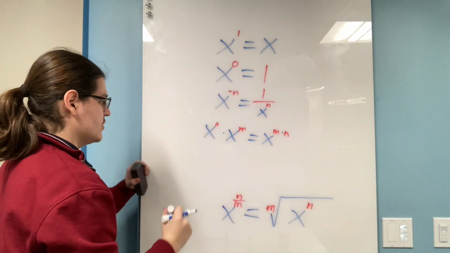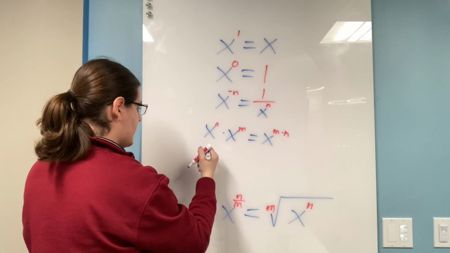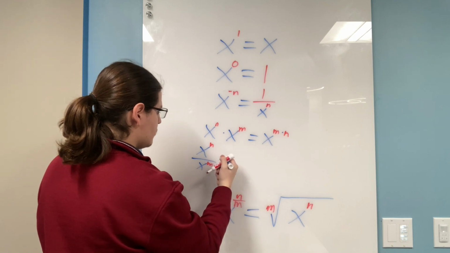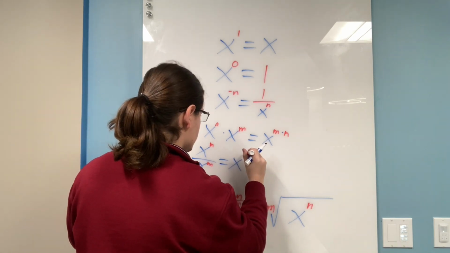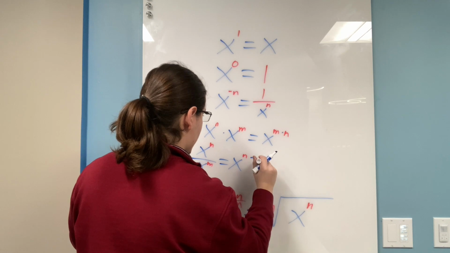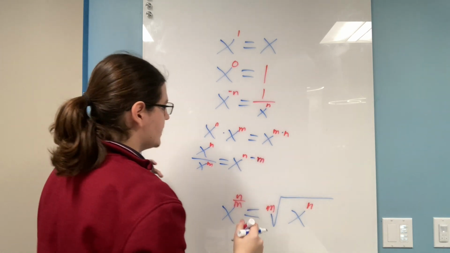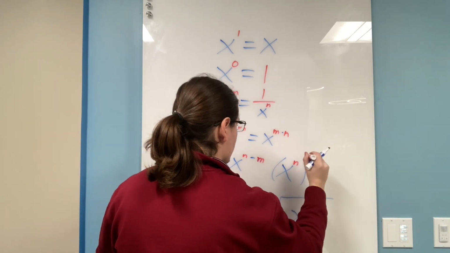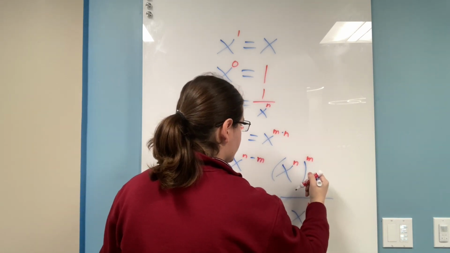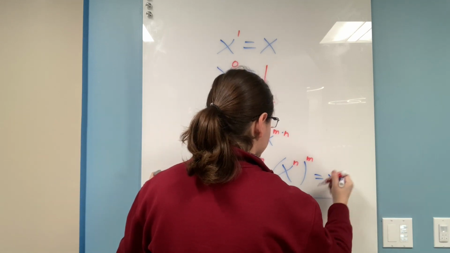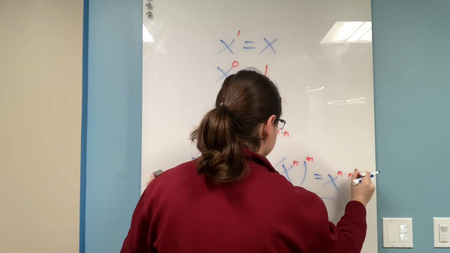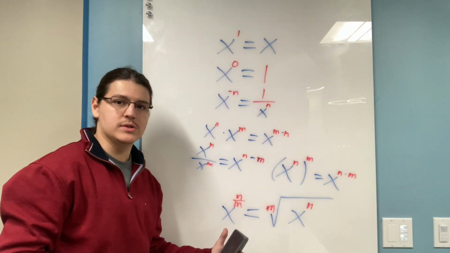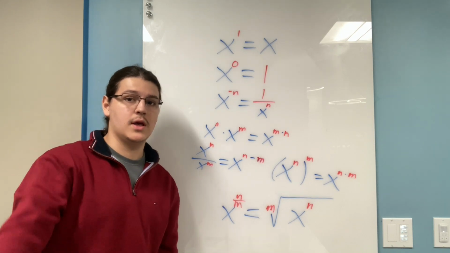And the same will go for division as well. If we have x to the nth over x to the mth, that will be equal to x to the n minus m. And as well, if we have x to the n raised to the m, that is equal to x to the n times m. Exponent rules. They rule. Keep mathing.